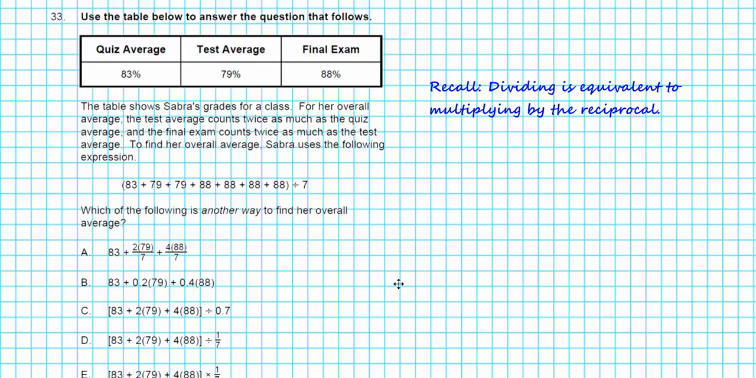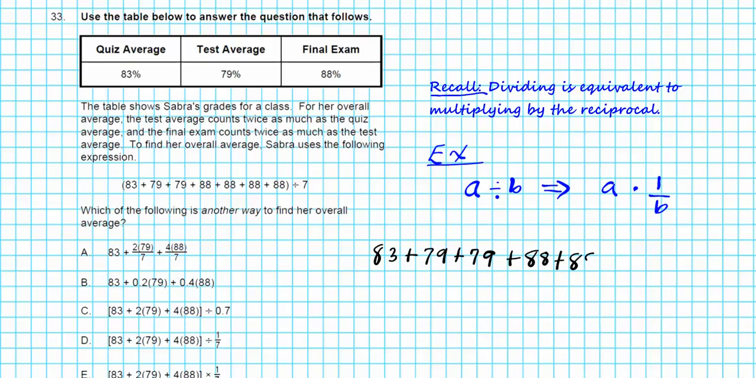Okay, so one thing that you want to recall, as stated here, is that dividing is equivalent to multiplying by the reciprocal. Okay, just to illustrate, if you have A divided by B, guess what? The same thing as writing A times the reciprocal of B. So 1 over B. Okay? So that's that. Now let's keep that in mind. Take a look at this expression we have right here. We have 83 plus 79 plus 79 plus 88, 1, 2, 3, 4, 88s. We have that entire expression divided by 7. Okay? So since we're dividing by this number right here, that is equivalent to multiplying by its reciprocal.